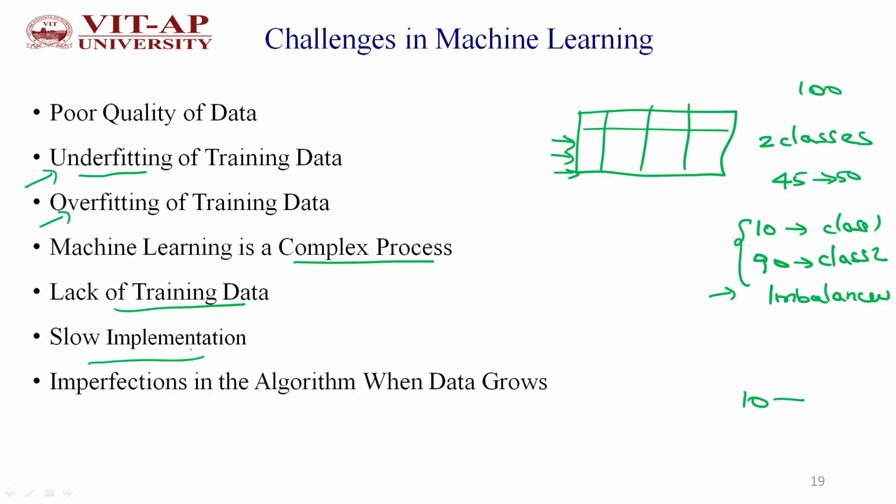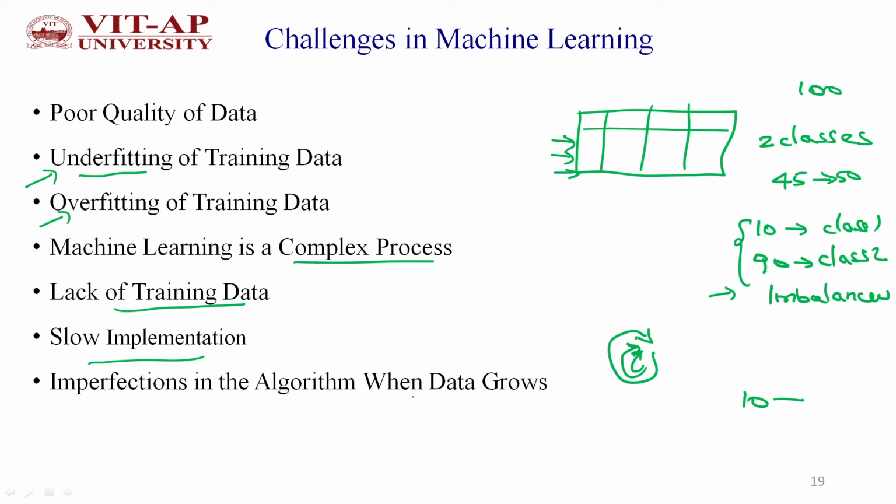Another challenge is slow implementation, because if there is any error, again we have to repeat the process. Again if we are getting the error, we have to repeat the process. So again and again we keep on repeating the process until getting the expected result, which is slow implementation.